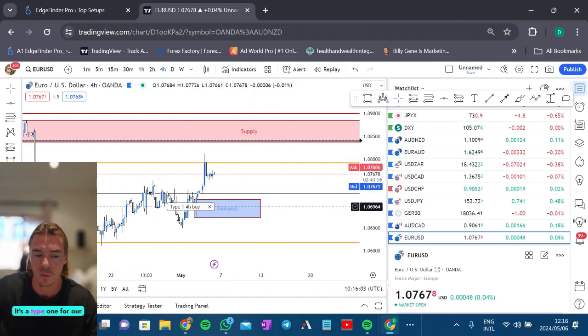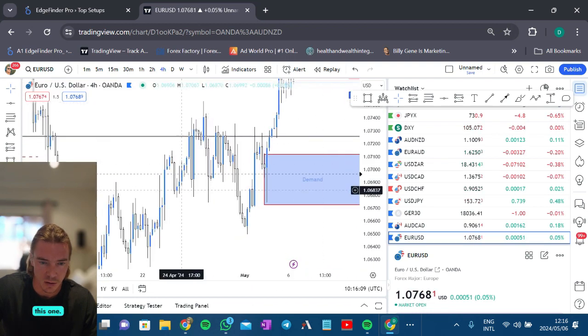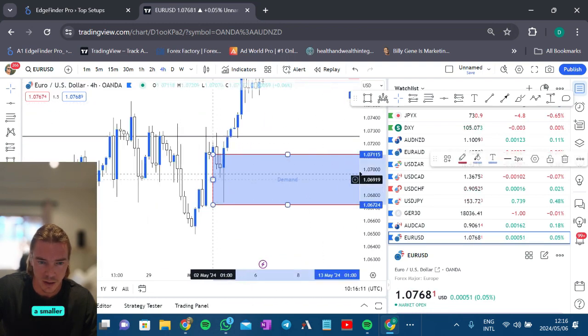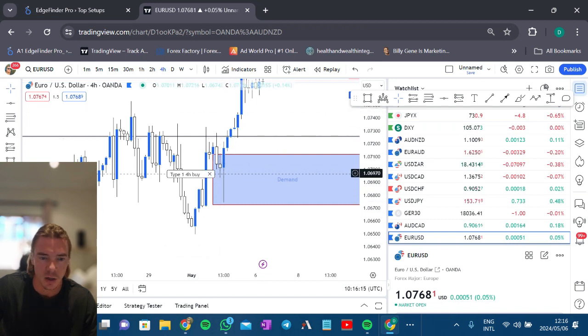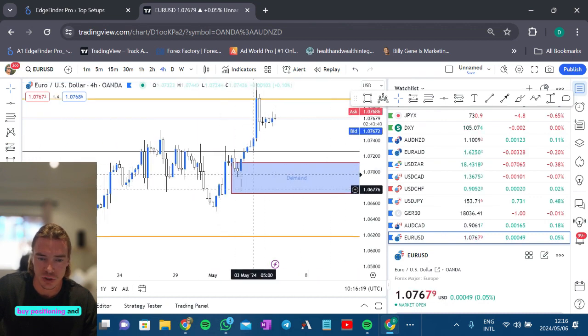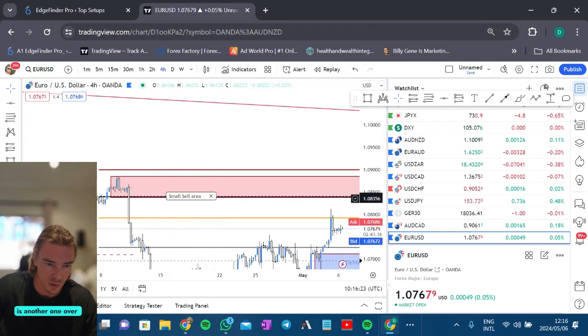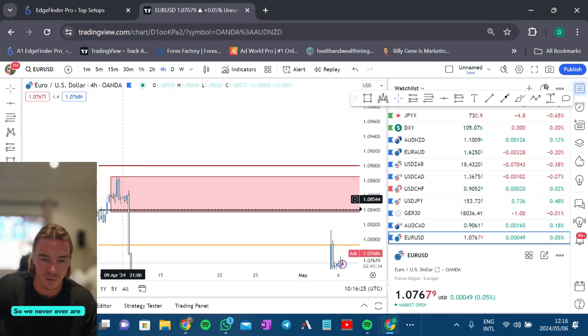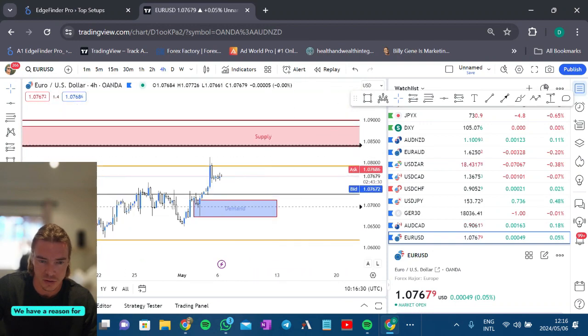It's a type 1 4-hour buy, which is technically the strategy I'm trying to teach you guys, which is this one. So we are looking for a smaller candle within a bigger candle, and you can see that definitely is engulfed it. So we will take that as a perfect buy positioning. And if you guys look on the left hand side here, there is another one over here. So we never ever are just randomly buying areas or selling areas. We have a reason for it.